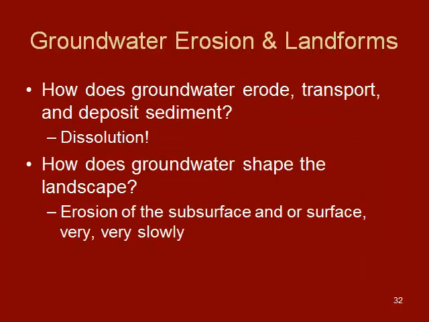So how does groundwater erode and create landforms? Well, the erosion and transportation and deposition of sediment happens at the microscopic level. So we have groundwater dissolving the rocks. And usually that's going to happen in limestones. This is the most common rock that's susceptible to groundwater erosion. How does it shape the landscape? Well, we have erosion of the subsurface or surface very, very slowly over time.